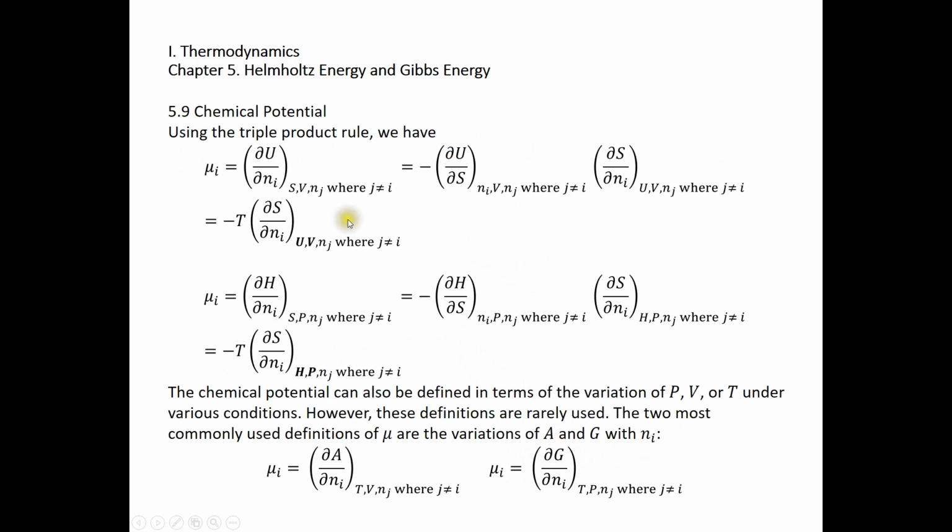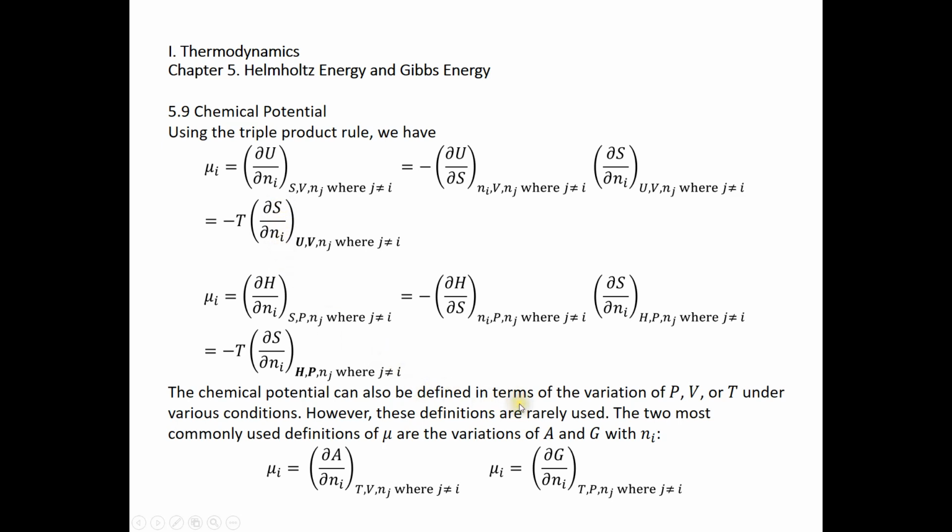We have more definitions for mu. If we use the triple product rule in calculus, ∂U over ∂n can be expressed as negative ∂U over ∂S times ∂S over ∂n_i. Just need to pay attention to the subscripts, and then we can see mu is negative T times ∂S over ∂n_i under constant U, V condition. It's also negative T times ∂S over ∂n_i under constant H, P condition. Again, we use the triple product rule to finish this derivation. So we can express mu as the variation of entropy with respect to the amount of the species.